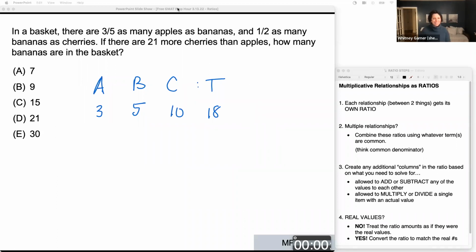21 more cherries. That's an additive relationship, right? I told y'all we're not doing additive relationships. So a couple of you have given me an answer. If you've given me an answer, I want you to type to me in the chat window how you got there. How did you find that answer? What steps did you take to get there?